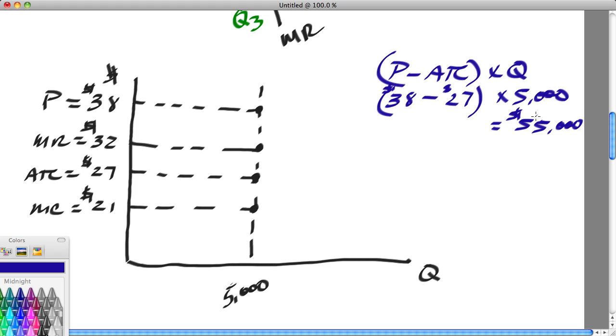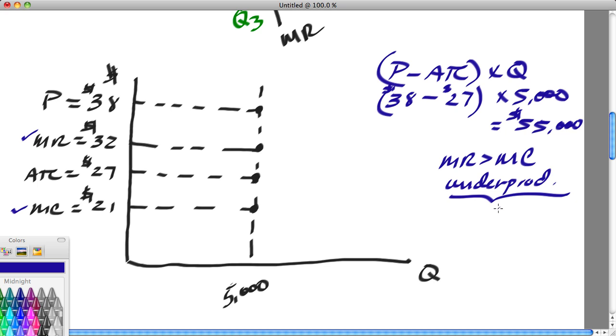Okay? We're profitable. Are we maximizing profits? Well, to maximize profits, MR must equal MC. They don't equal. MR is greater than MC. If MR is greater than MC, the firm is underproducing. Why? The firm has not produced enough to get to the point where MR equals MC. So what we should expect as a consequence of this is the firm is actually going to lower its price and increase its quantity. You say to me, Mr.